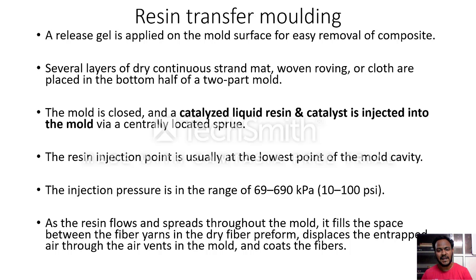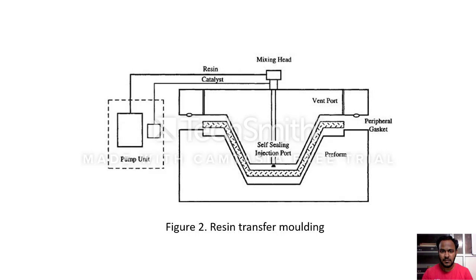You inject the catalyzed liquid resin, which means a resin which is mixed with the catalyst, is injected into a mold via a centrally located sprue. I will just show you a diagram so that you can now clearly understand. You can see this is the schematic diagram.